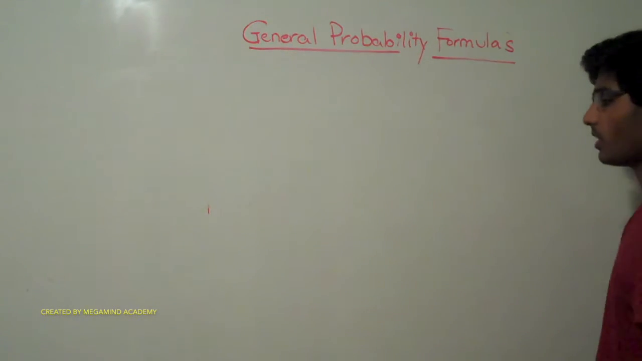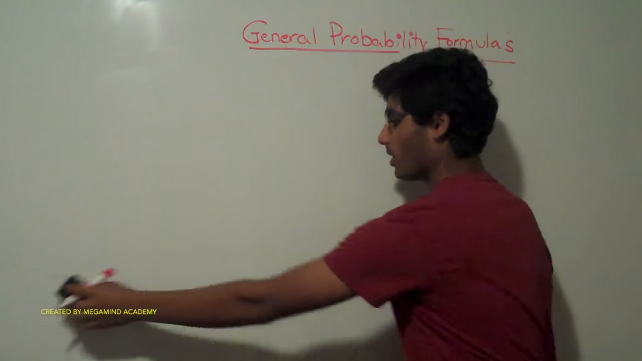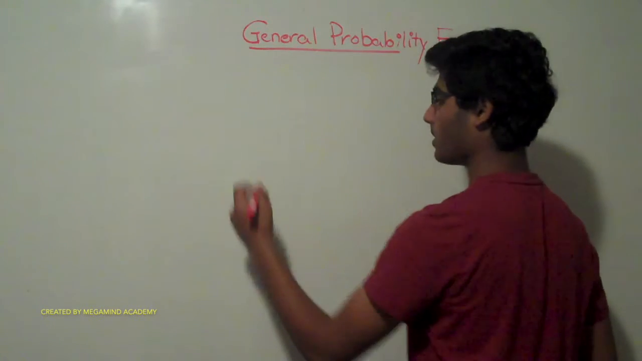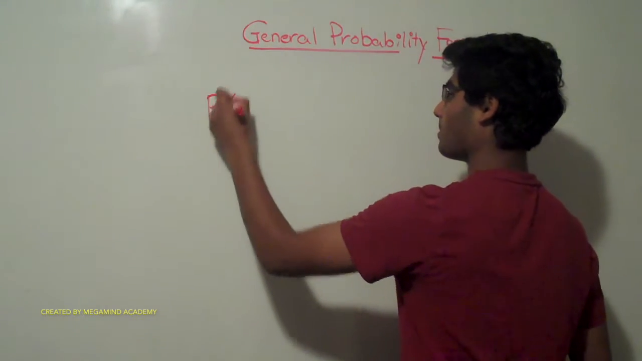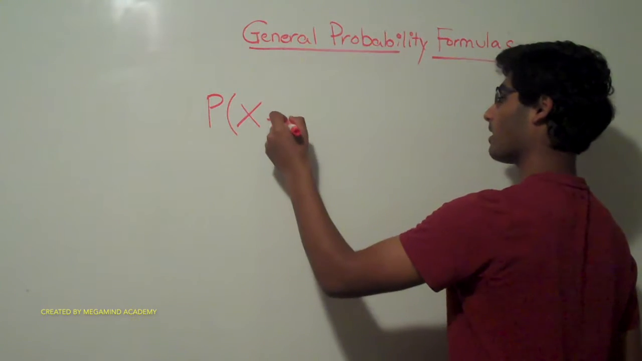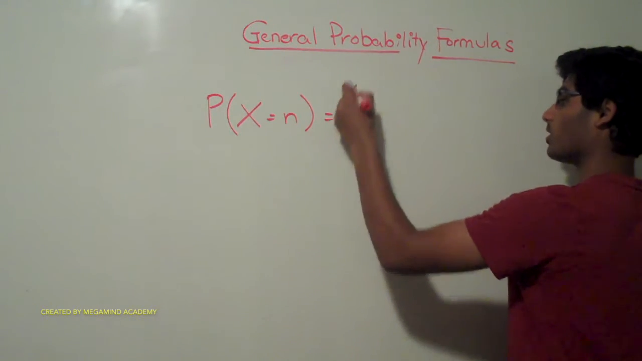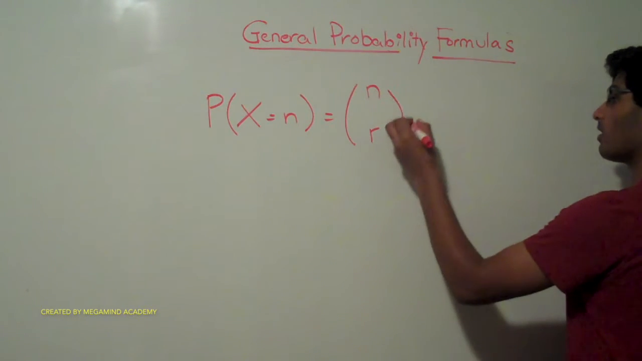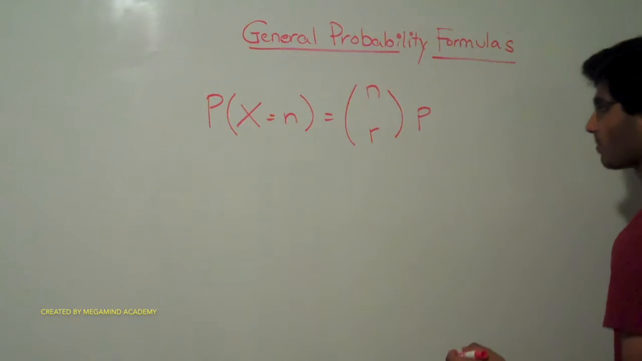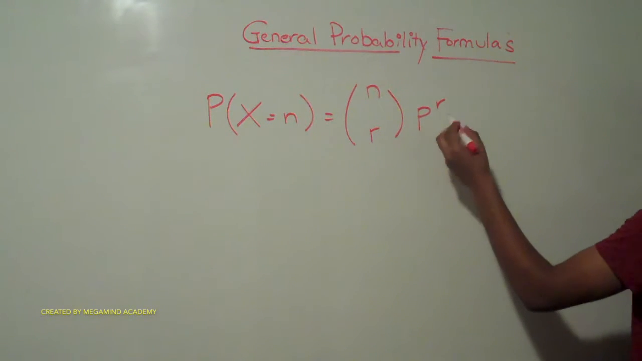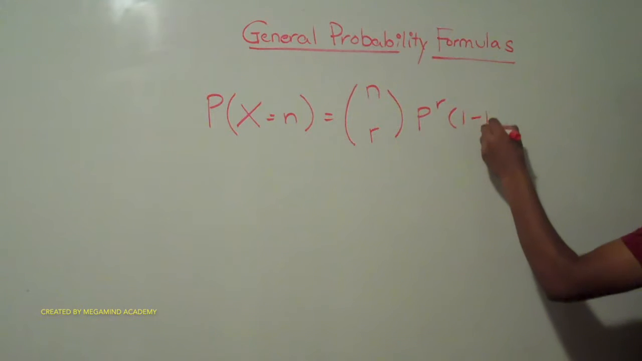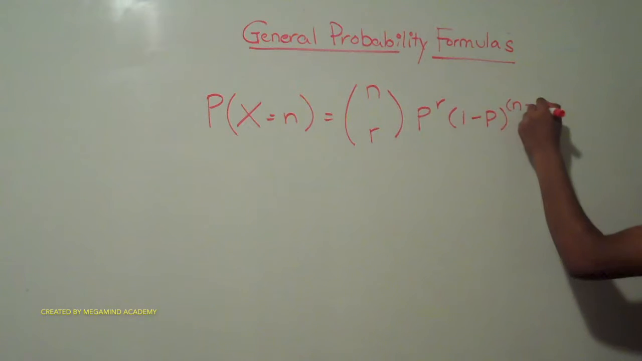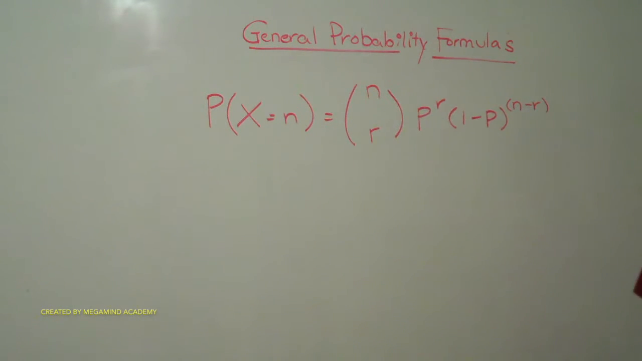Now in general probability we also have geometric probability and binomial probability. In binomial probability the formula is P of x equaling n would be equal to n choose r times the probability to the r power times 1 minus the probability to the n minus r power. And let's here state what n and r are.